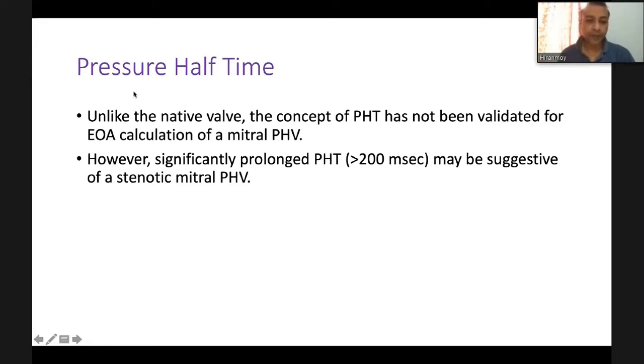Now, pressure half time. Unlike the native valve, the concept of pressure half time has not been validated for effective orifice area calculation of a mitral prosthetic heart valve. So pressure half time is not useful in the evaluation of a prosthetic heart valve. But a significantly prolonged pressure half time, if it is more than 200 milliseconds, may suggest a stenotic prosthetic heart valve.